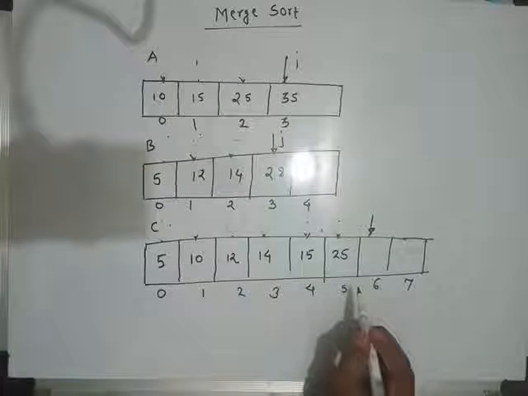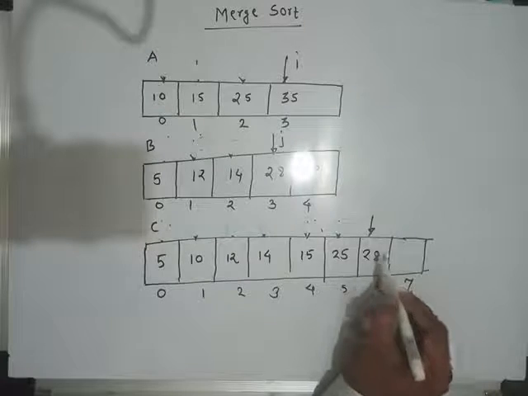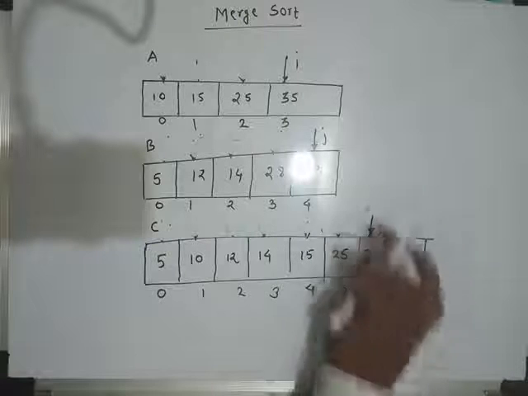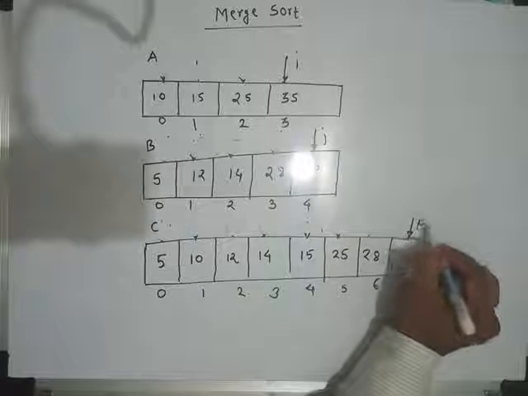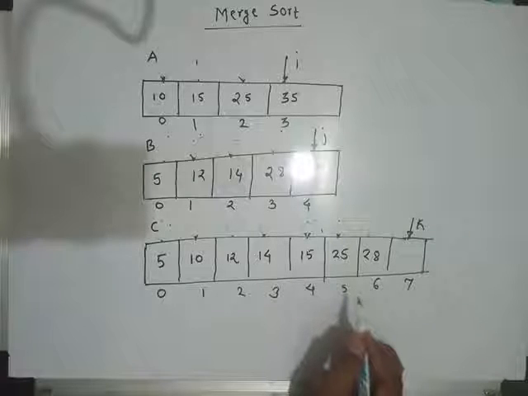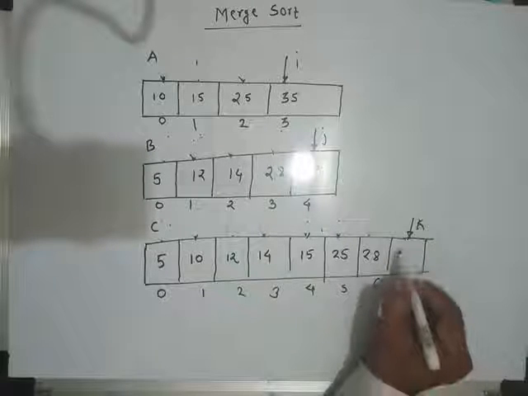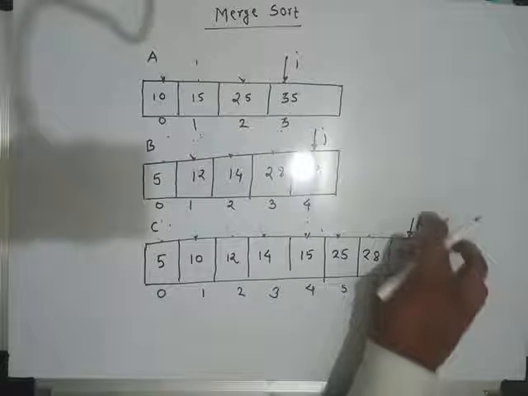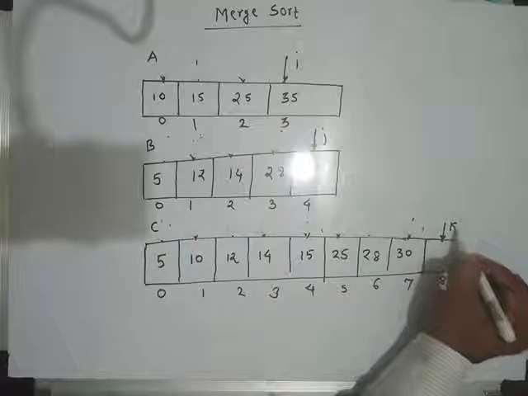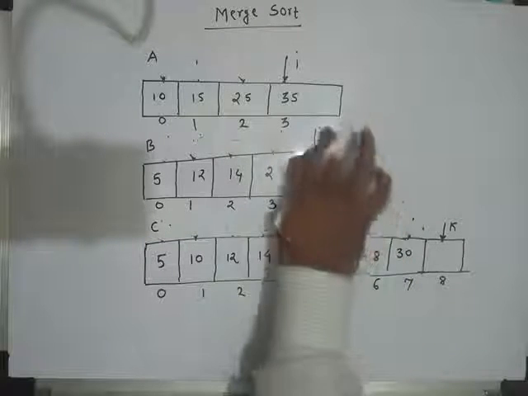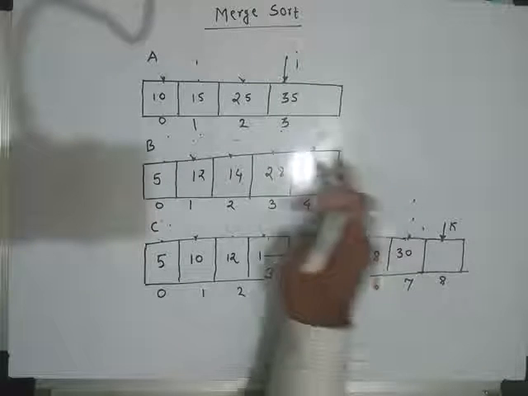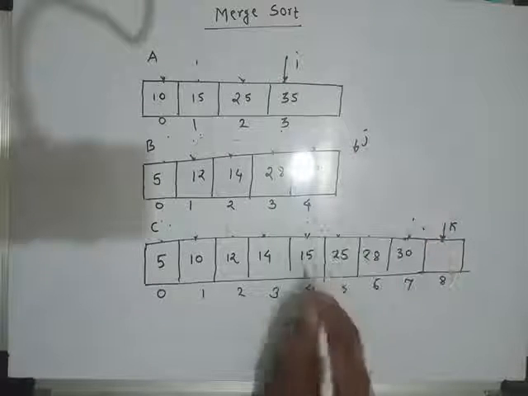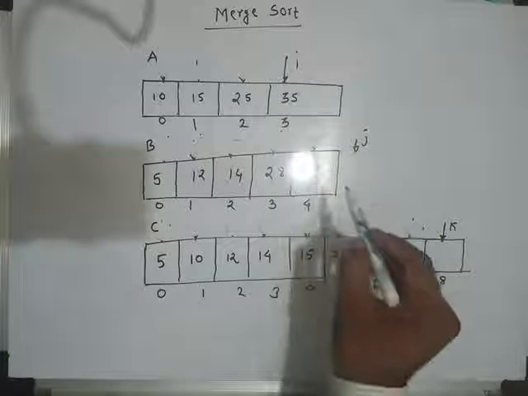Then 35 is compared with 28, so 28 is smaller, so 28 will be copied and j will be incremented and also k will be incremented. And now 30 is compared with 35. 30 is smaller than 35, so 30 will be copied and k will be incremented, so k will be brought here. Now we have copied from array B and we'll increment j also, but j will cross the array boundary. So array B is completely exhausted.